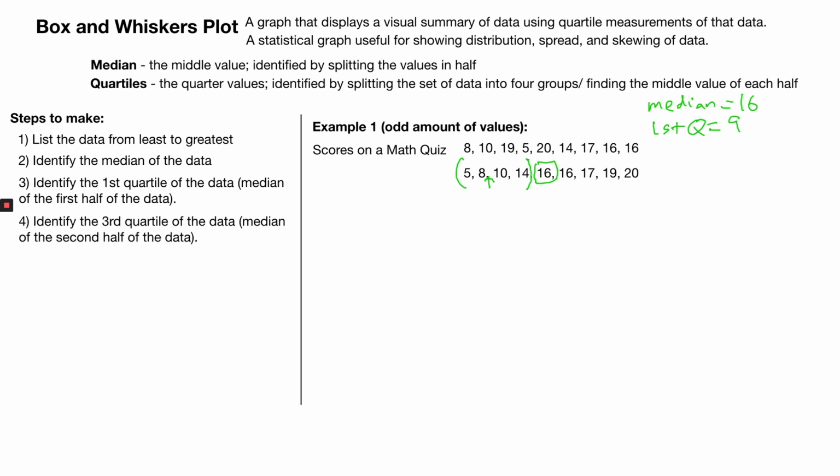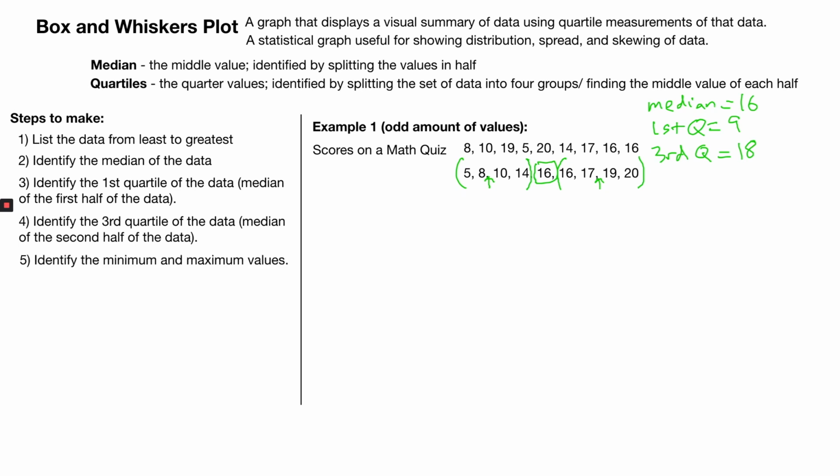We are then going to do the same thing to find the third quartile, but instead look at the second half. Since we had an odd amount, I'm not going to include that middle value, but of these 4 right there, in between the 17 and 19, that would be 18. So our third Q, the Q standing for quartile, is going to be 18. So now I've got the median, the first quartile, and the third quartile.